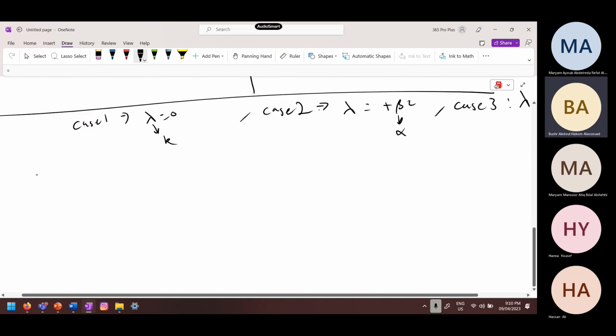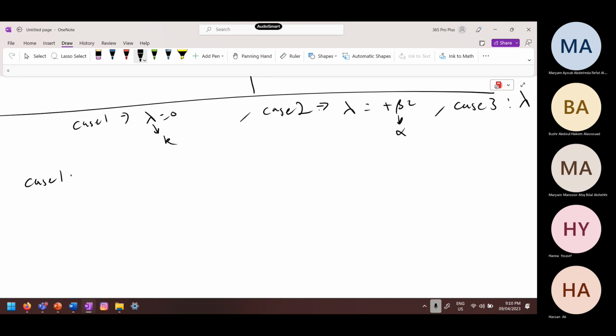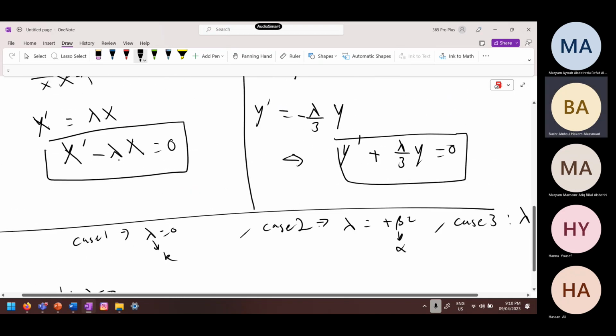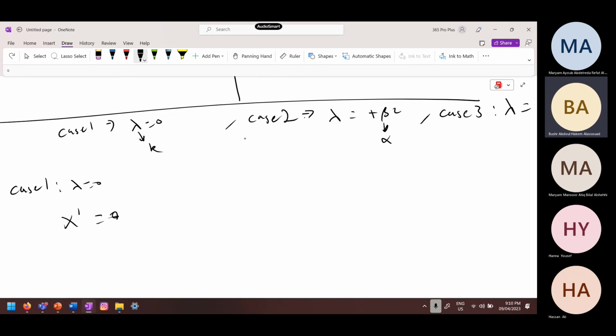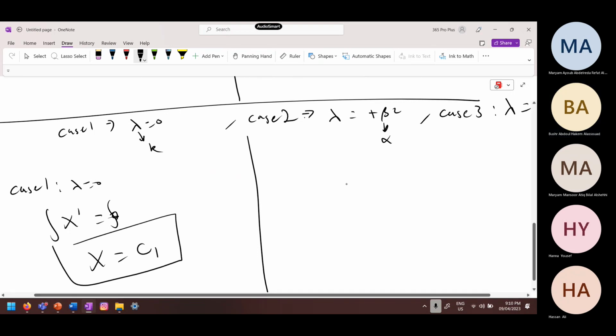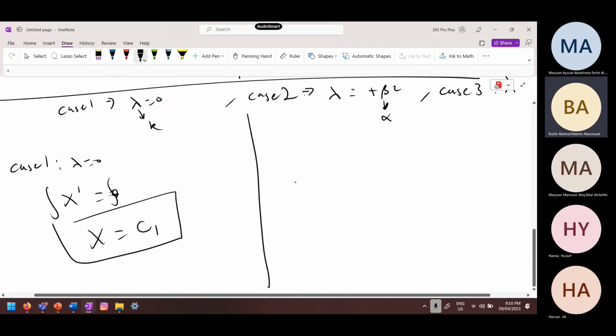Now I will start with case one. Lambda equal to 0, and you will get X prime equals 0. If this is equal to 0, this will all be canceled. We're still dividing the page. You need to integrate both sides, and you will get X is equal to c1, just a constant. As for the other equation, lambda is also equal to 0, so we'll have Y prime equal to 0. Integrate both sides, and you'll get Y is equal to c2, another constant.